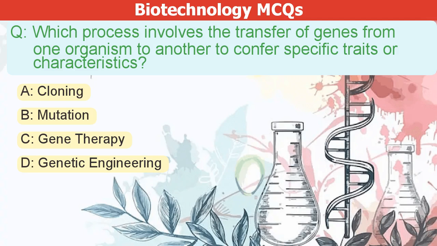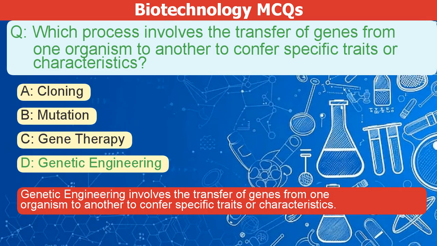Which process involves the transfer of genes from one organism to another to confer specific traits or characteristics? A. Cloning. B. Mutation. C. Gene therapy. D. Genetic engineering. The correct answer is D. Genetic engineering involves the transfer of genes from one organism to another to confer specific traits or characteristics.